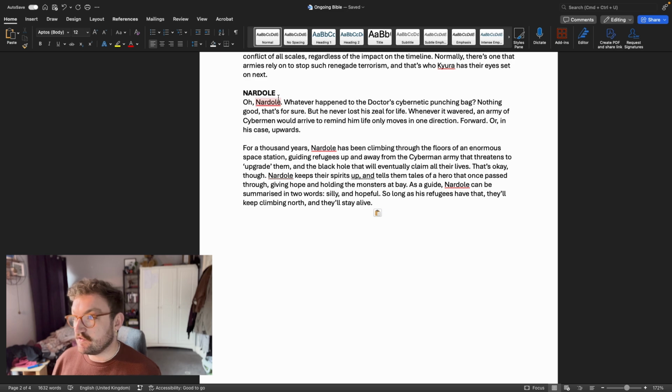For 1,000 years, Nardole has been climbing through the floors of an enormous space station, guiding refugees up and away from the Cyberman army that threatens to upgrade them, and the black hole that will eventually claim their lives. That's okay though. Nardole keeps their spirits up and tells them tales of a hero that once passed through, giving hope and holding the monsters at bay. As a guide, Nardole can be summarised in 2 words: silly and hopeful. So long as his refugees have that, they'll keep climbing north and they'll stay alive.